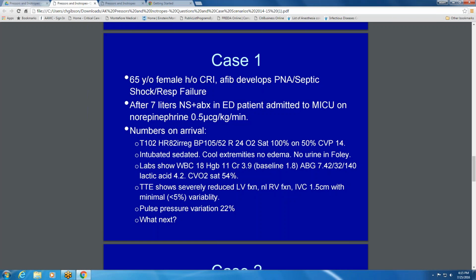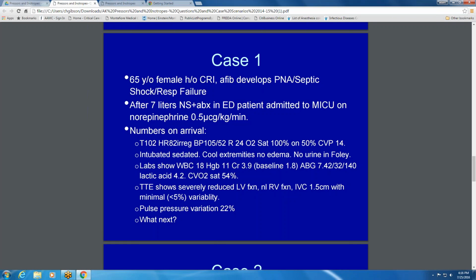7 liters of normal saline and antibiotics in the ED, admitted to the MICU on norepinephrine 0.5 mics per kilo per minute. Her temperature is 102, heart rate is 82 and irregular, her blood pressure is 105 over 52. She's breathing at 24. She's statting 100% on 50%. Her CVP is 14. She's intubated, sedated. She has cool extremities. She's not urinating.